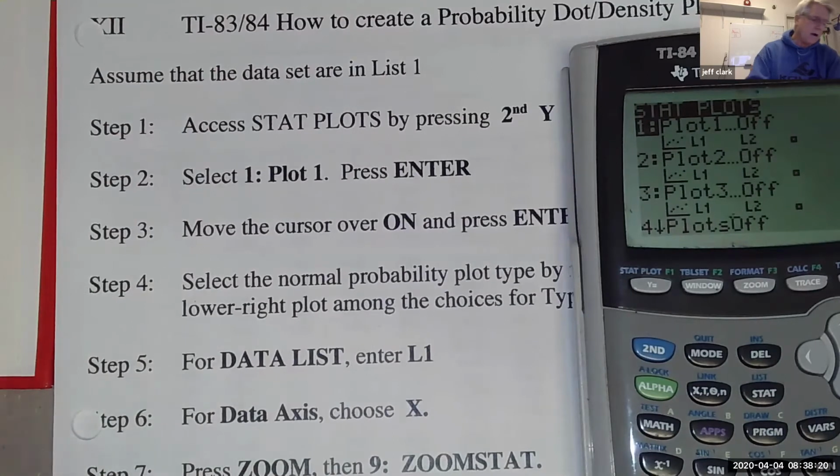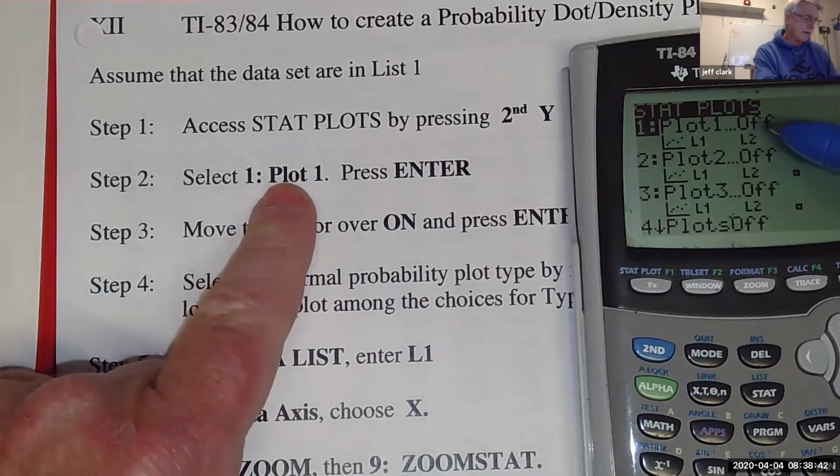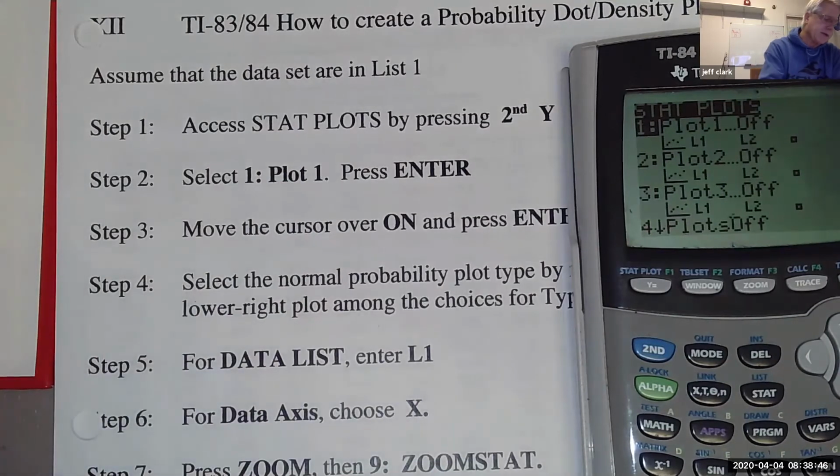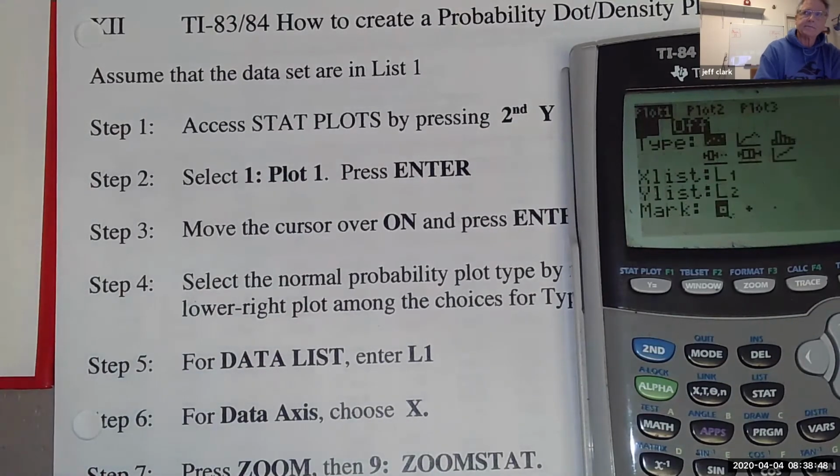So right now, all of mine are off. If it says on, then you're okay. If number 2, 3, or 4 says on, then you probably ought to email me and we'll talk about how to turn those off. Right now, I just want stat plot 1, because we'll always use plot number 1. So it's sitting right there, hit enter.